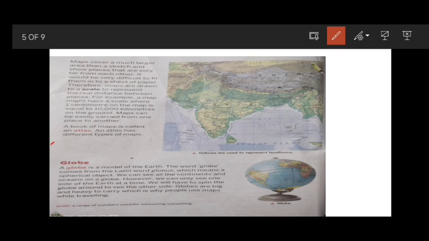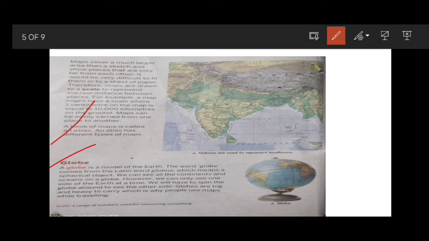A book of maps is called an atlas. An atlas has different types of maps. In an atlas, we will find different types of maps. If we want to check different types of maps, we can buy a book which is known as an atlas.